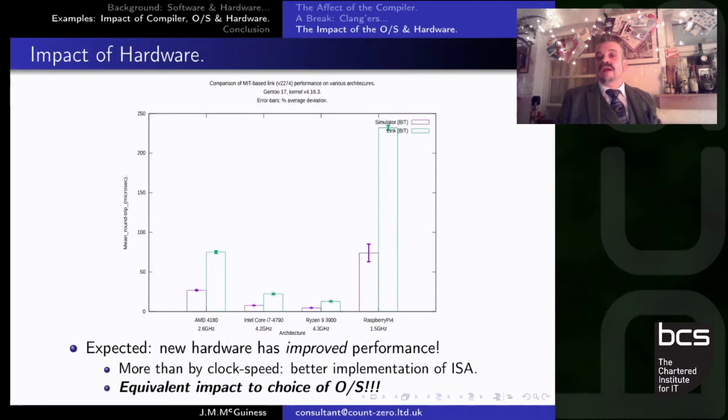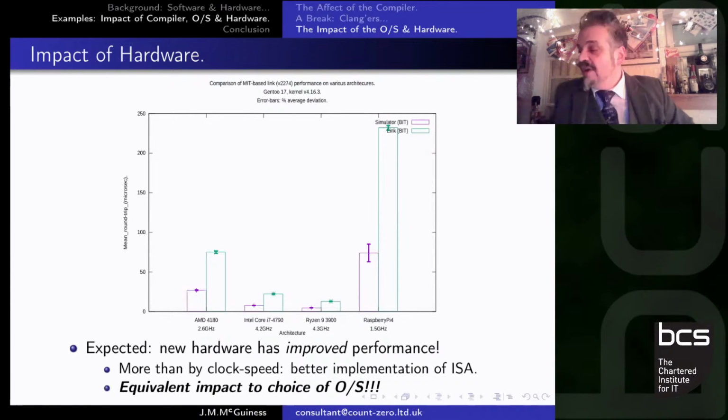Okay, what about hardware? We can see my old AMD, fairly slow. It's a slow system. Then we can see the Intel Core i7, pretty fast. And now I've got the laptop I'm presenting to you from, which is a brand new laptop with a Ryzen 9 3900 running at 4.3 gigahertz. And my, is it fast.